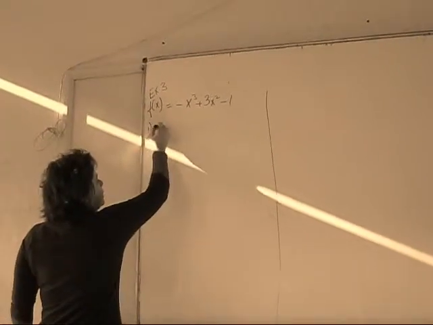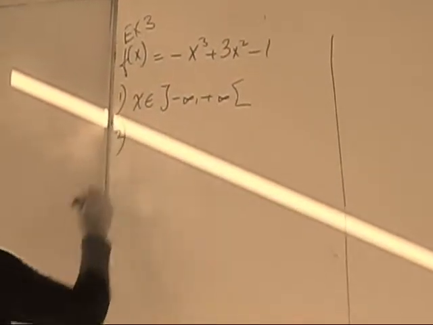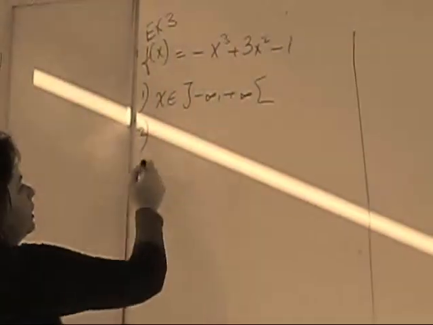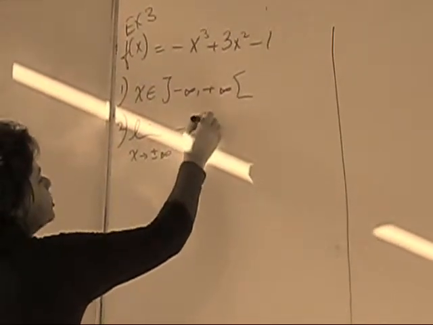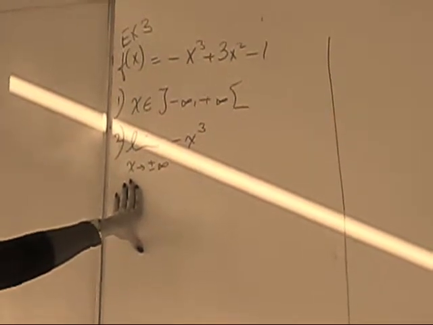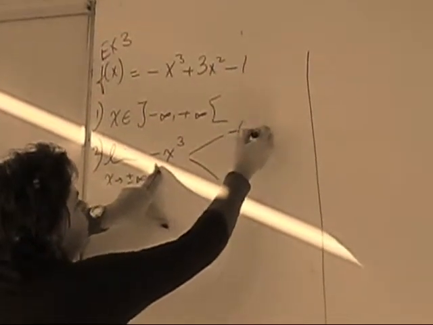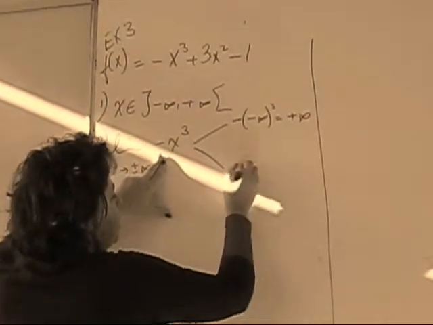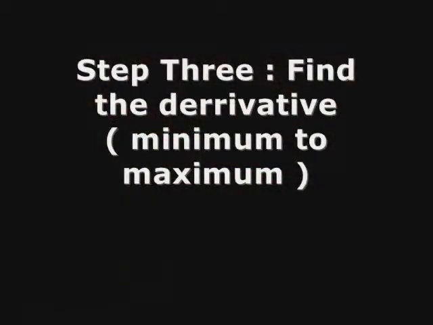So the first step we do is x belongs to minus infinity, plus infinity. This is the domain of definition. And the second thing is the limit as x goes to plus or minus infinity of the function. Since it's going to plus or minus infinity, we choose the highest exponent and then we start replacing. Minus of minus infinity cubed is equal to plus infinity. Minus of plus infinity cubed is equal to minus infinity.